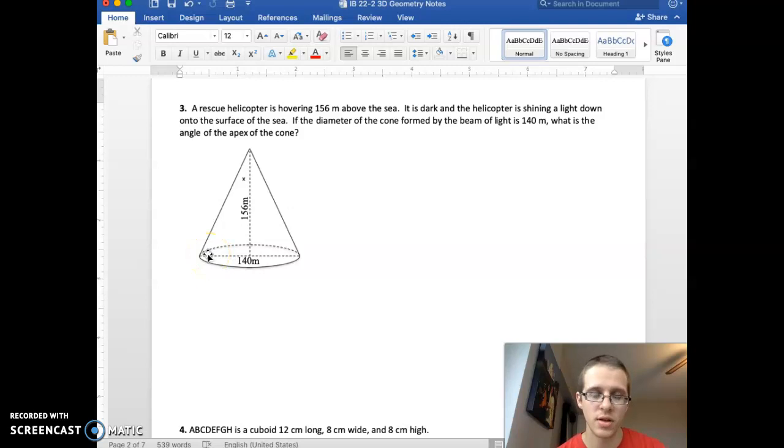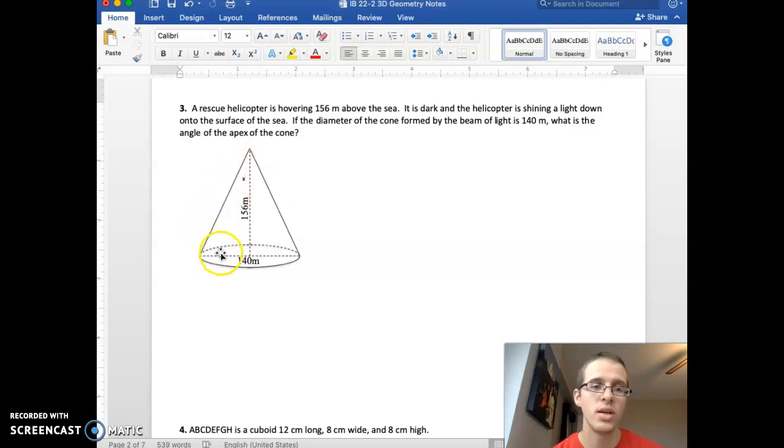So a couple things we need to think about. We want to find this angle. So we're going to need to use an inverse trig function. So you need to be thinking, is it cosine, sine, or tangent? If you look at this triangle that's formed by the height, this piece right here we're going to call the radius because it goes from the center of that circular base to the side. So the radius, and then this is our hypotenuse, or the slant height.